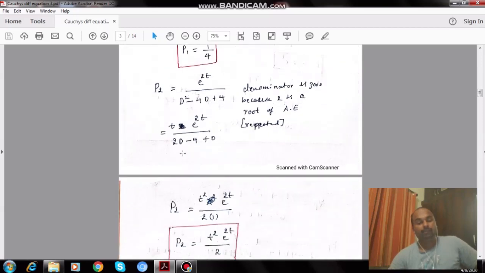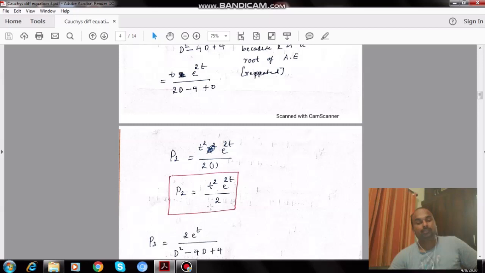Now again if you substitute D equals 2, the denominator becomes 0. So therefore I will make this t as t square e power 2t. The derivative of D minus 2 will be 1, so P2 is t square e power 2t by 2.